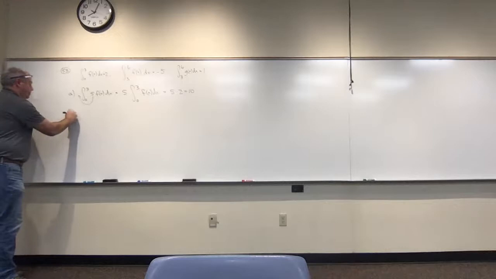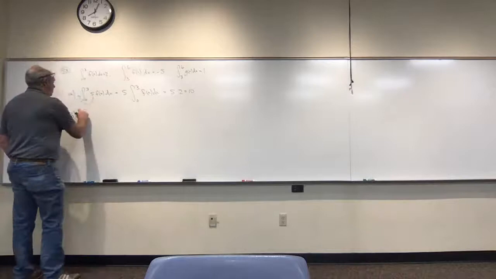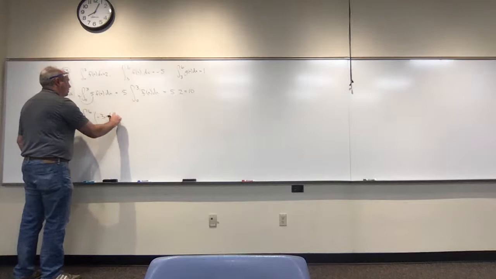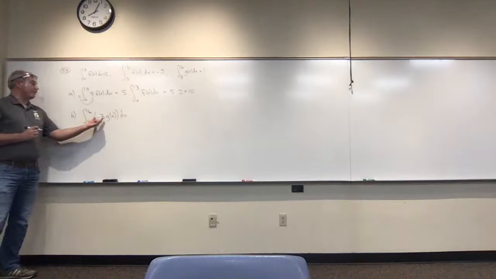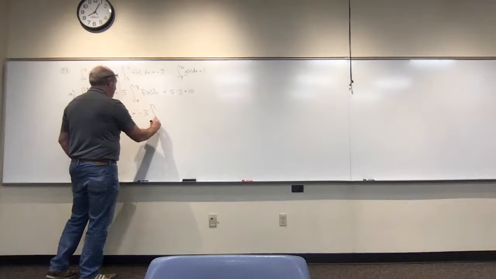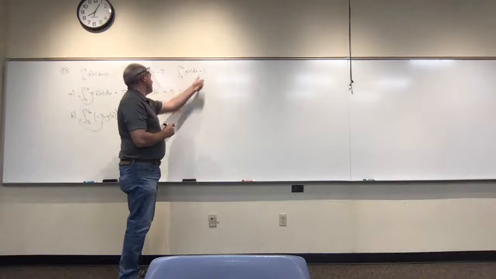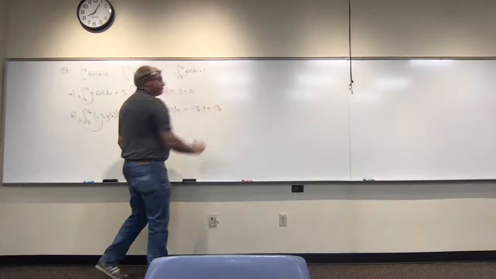Okay. For B, we have the integral from 3 to 6 of negative 3 g of x dx. Similar, we just have a constant times the g of x, so the constant, negative 3, could be pulled outside of the integral, and I could write this as negative 3 integral from 3 to 6 of g of x dx. And we know what that one is. The integral from 3 to 6 of g of x dx is 1. So this is just negative 3 times 1, or just minus 3. Okay. Let's see what else we got here.